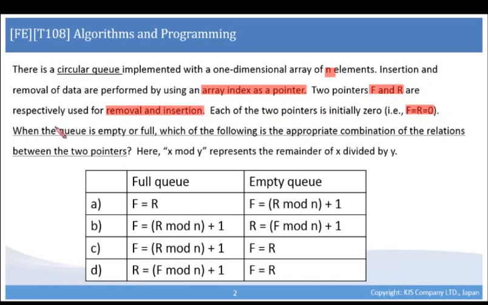When the queue is empty or full, which of the following is the appropriate combination of the relations between the two pointers? So here x mod y represents the remainder of x divided by y. So let's have a quick look at what that's going to look like on the next slide.